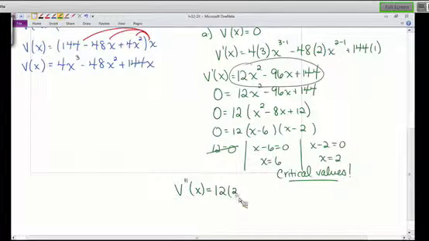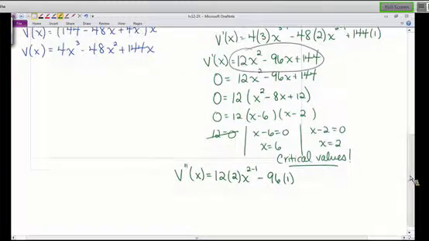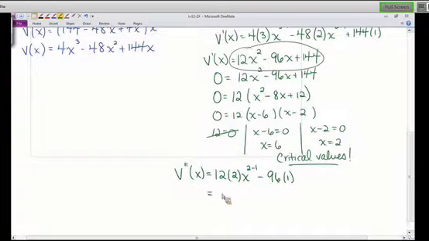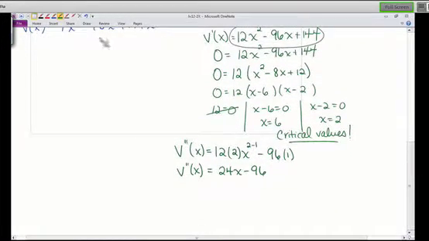Bringing the exponent down in front using the power rule, 2 minus 1, minus 96, the x is going to drop out, and the derivative of a constant is going to give us 0. So simplifying this out, this is going to give us 24x minus 96. Okay, this is our second derivative. Now we want to test both of our critical values in the second derivative to determine which one is going to give us our max.